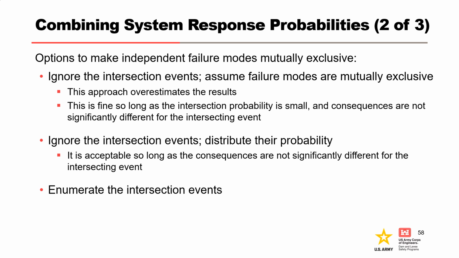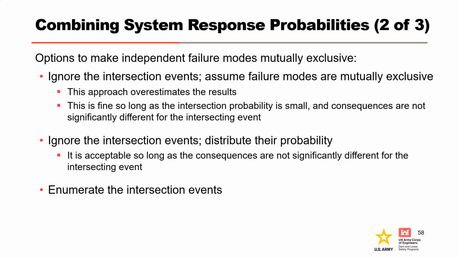The first option is to simply ignore the intersection events and assume failure modes are mutually exclusive. If we do this, we will overestimate the result by some amount, but that is fine so long as the intersection probability is small and the consequences are not significantly different for the intersecting event.